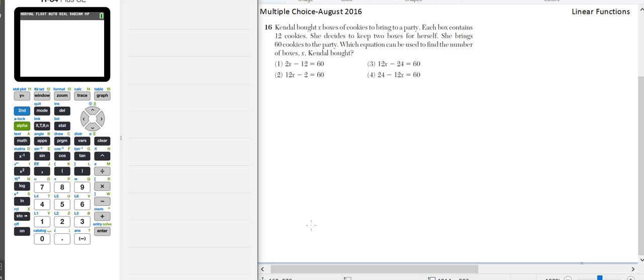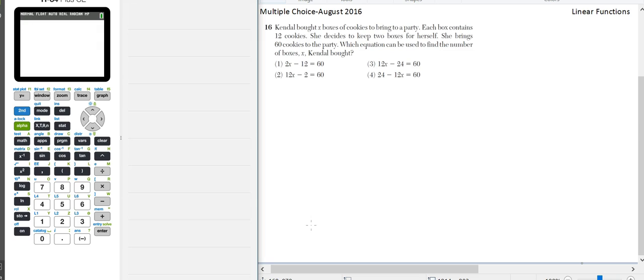Kendall bought x boxes of cookies to bring to a party. Each box contains 12 cookies. She decides to keep 2 boxes for herself. She brings 60 cookies to the party. Which equation can be used to find the number of boxes x Kendall bought?